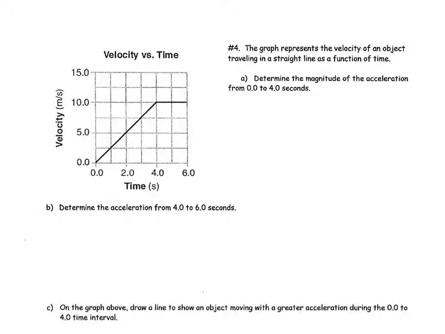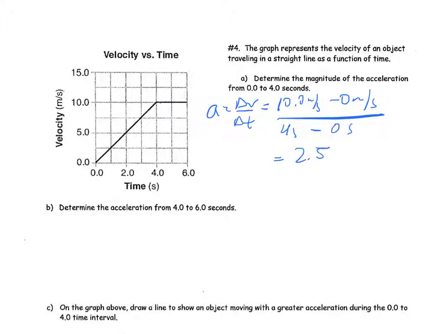Okay, this is the last question on the test. So you had to determine the magnitude of the acceleration from 0 to 4 seconds. So to do that, you would just use acceleration equals delta v over delta t. At 4 seconds, your velocity is 10 meters per second, and at 0 seconds it was 0. And here you have 4 seconds minus 0 seconds. You'll end up with 2.5 meters per second squared. Again, make sure formula, substitution with units, answer with units.